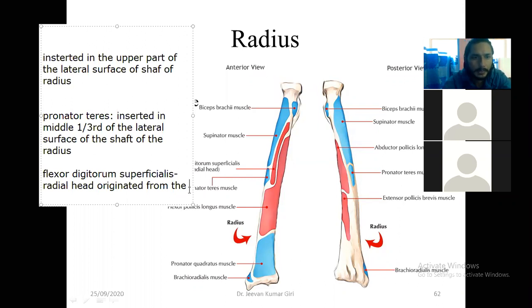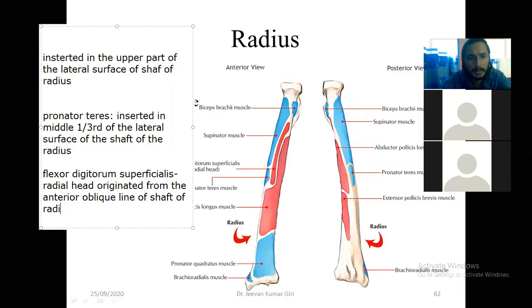So the radial head originated from the anterior oblique line of shaft of radius, or you can write upper oblique part of anterior border of shaft of radius, anything you can write. So this upper oblique part is also known as anterior oblique line in case of anterior border. Similarly, we have got a posterior oblique line also. Okay, up to here?